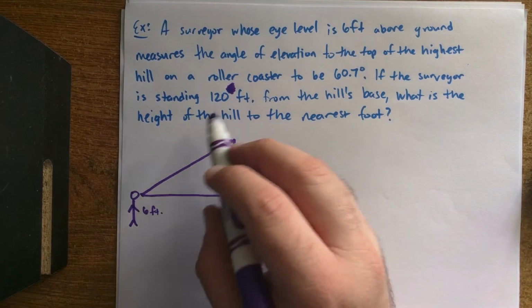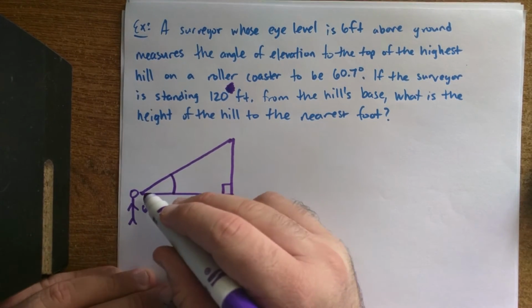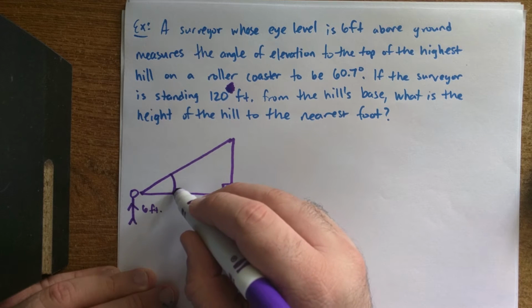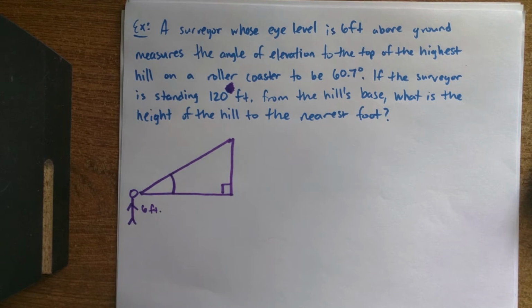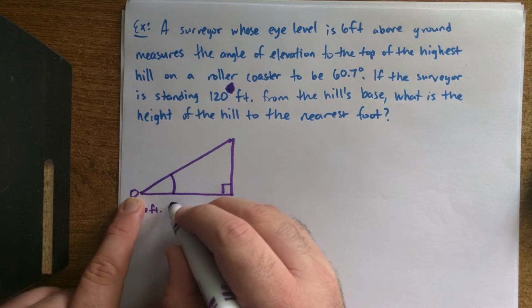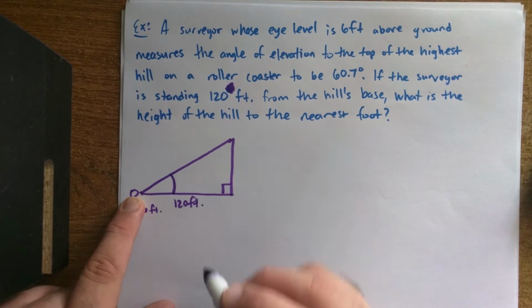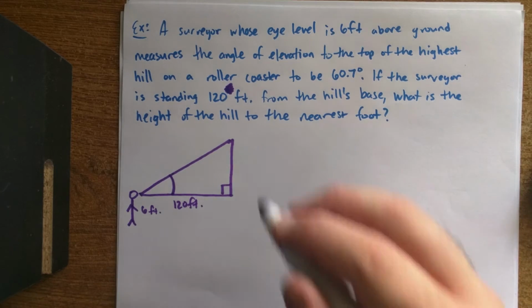It says measure the angle of elevation. So that's this angle right here, because it's starting at the eye level and you're going up. So it's an angle of elevation. If the surveyor is standing 120 feet from the hill's base, that means this distance right here is 120 feet. What is the height of the hill?